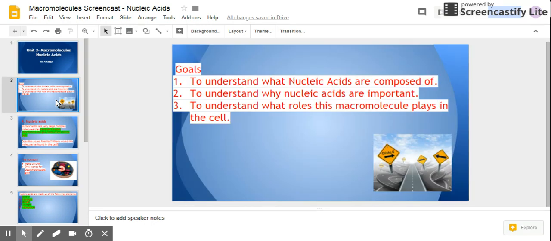So as always, we're going to look at our goals first. We're going to start by hoping to understand what nucleic acids are composed of, why they're important, and of course the role that this macromolecule plays in the cell.